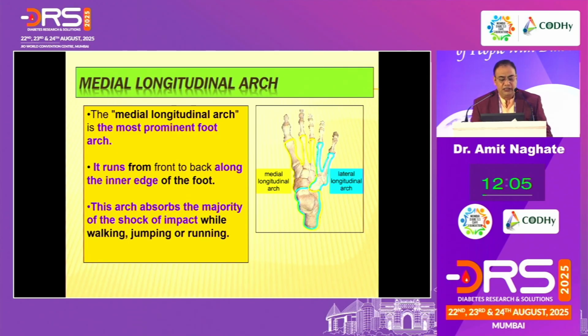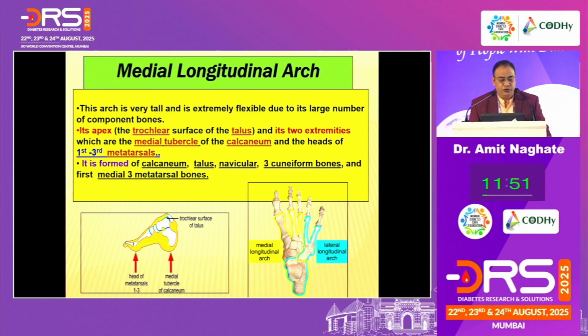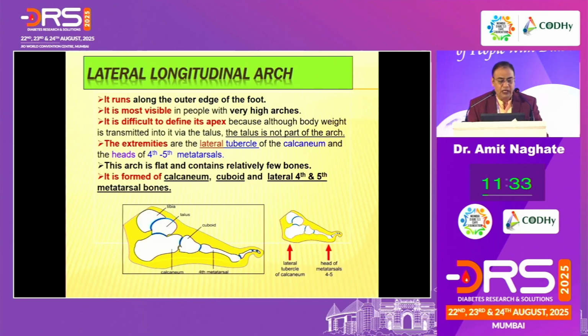The medial longitudinal arch is the most prominent arch of the body. It runs along the inner margin of the foot. This arch absorbs the majority of the shock and impact while walking, jumping, and running. The medial longitudinal arch has its apex at the talus and two extremities, that is the medial tuberosity of the calcaneum and the heads of the first, second, and third metatarsals. It is formed from the calcaneus, talus, navicular, three cuneiform bones, and the first three metatarsal bones.